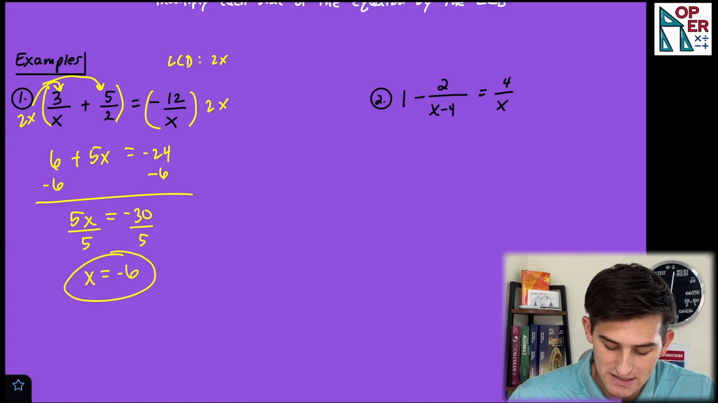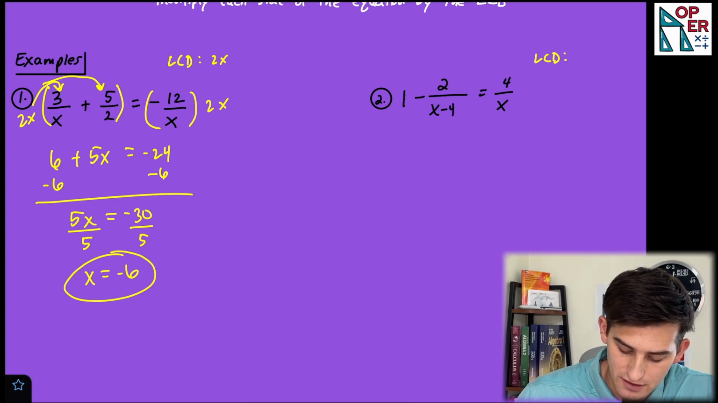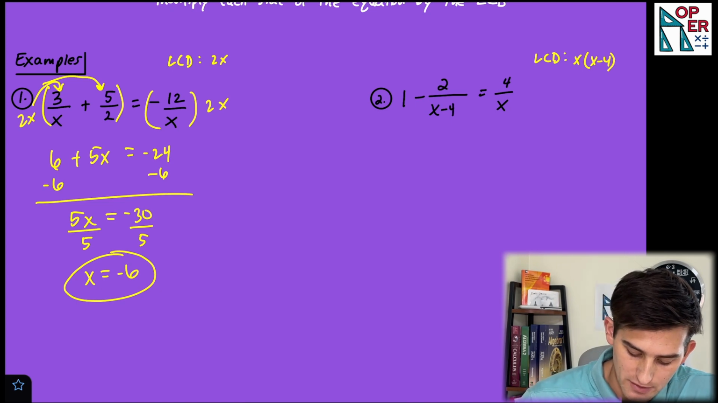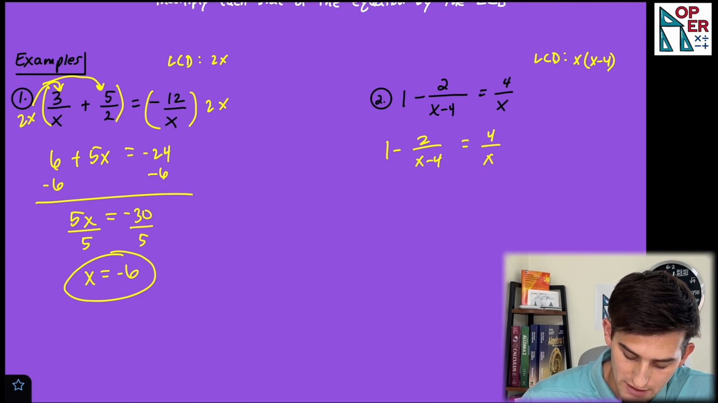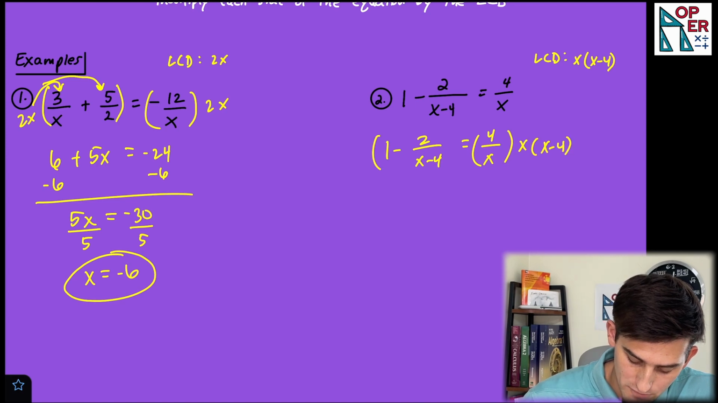Okay? Example number 2. Now we have our LCD of x times x minus 4. Okay, so I'm going to go ahead and rewrite this down here so that we have room on each side to now multiply by x times x minus 4. So multiply this side, x times x minus 4.